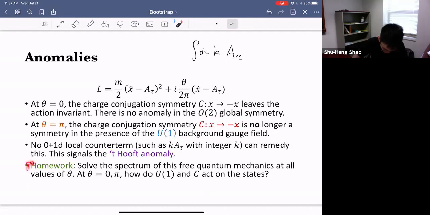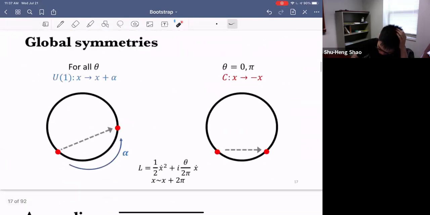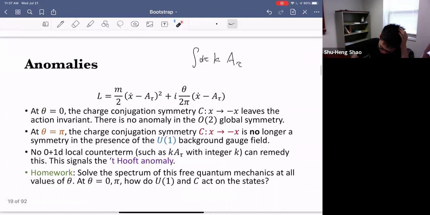There's another way to see the anomaly by solving the spectrum of this free quantum mechanics completely and figuring out the action of U1 and C on the states. This was worked out in this paper. If you work this out, you can see that the way the U1 and the C symmetry are realized on the Hilbert space is not O2, but a different group, an extension of O2. And that signals the anomaly when theta is pi.